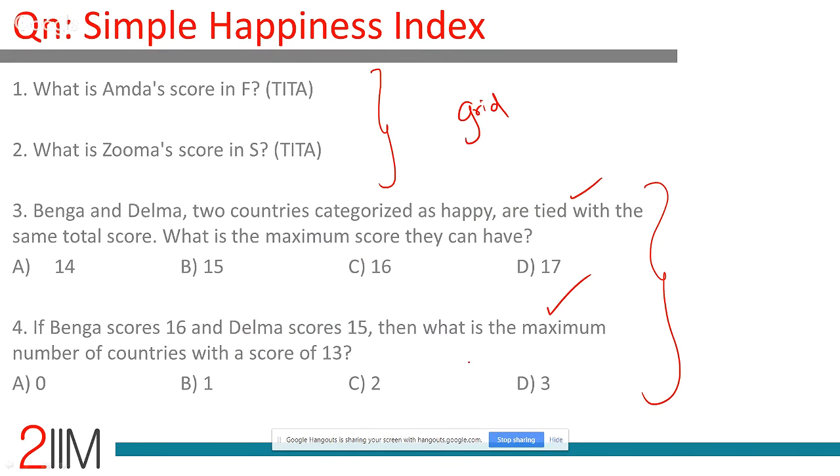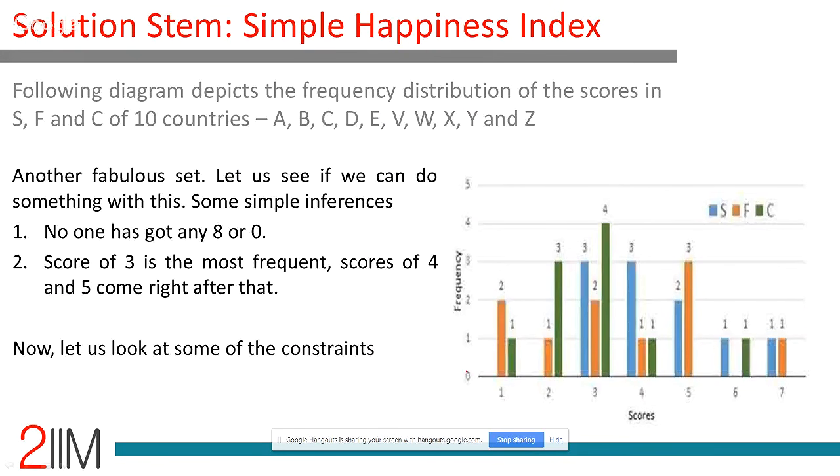So let's see this. Nobody has got an 8 or a 0. I'm going to do a quick recap. A score of 3 is the most frequent. There are 9 instances of 3 out of 30. So if ever we have any constraint, there are ample 3s to give or not. 4 or 5 instances, 5 instances, they are also frequent. Least frequent are our 6s and 7s.